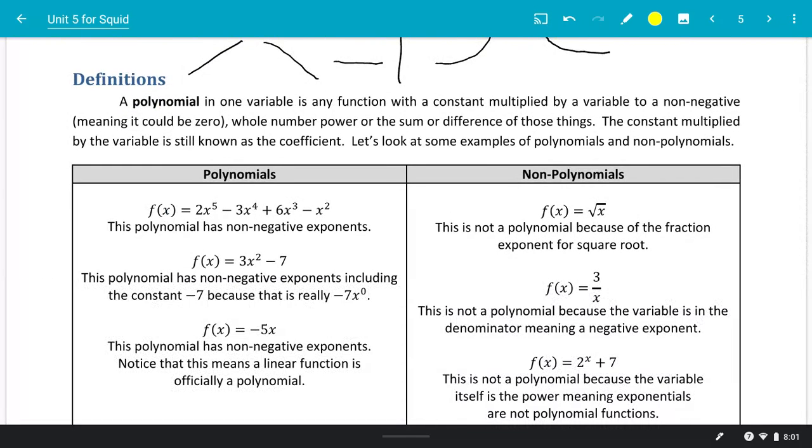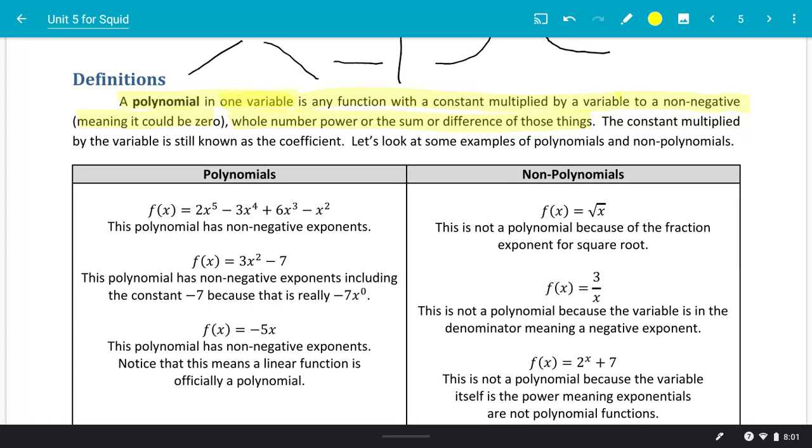A polynomial in one variable, and those are the ones we're going to focus on now, there are more, is any function with a constant multiplied by a variable to a non-negative, meaning it could be zero, whole number power, or the sum or difference of those things. Wow, that's a long definition. The constant multiplied by the variable is known as the coefficient. Let's look at some examples. That's probably the best thing that we can do.